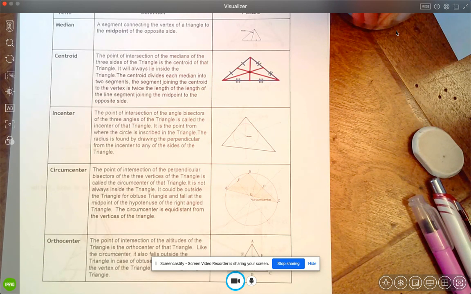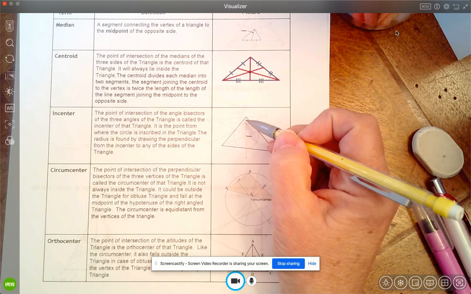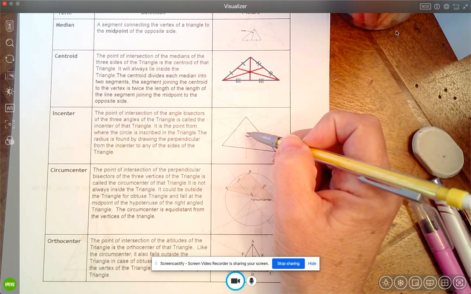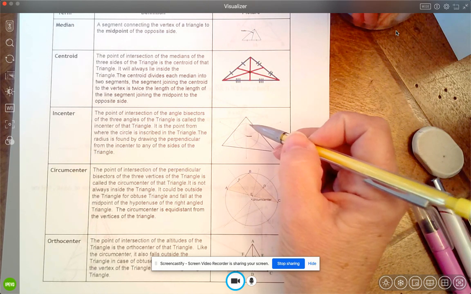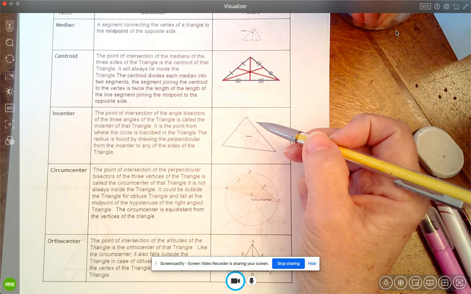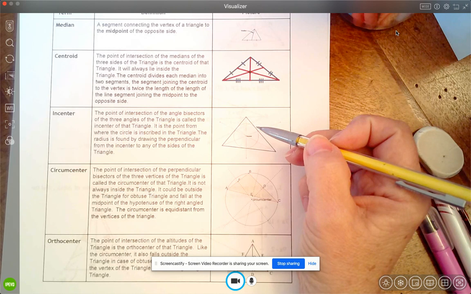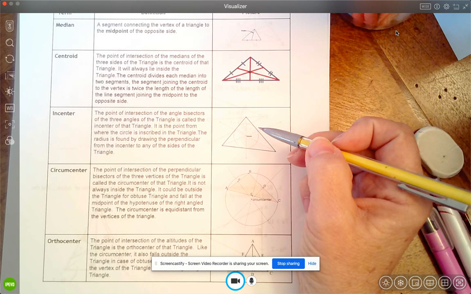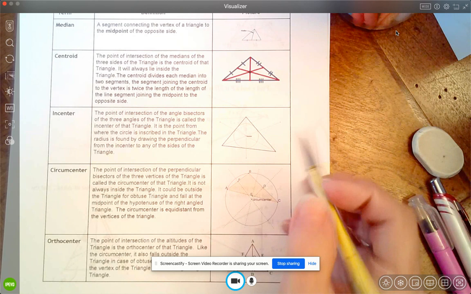The incenter, the point of intersection of the angle bisectors. If this is an angle bisector, then what it means is where this cuts it in half, both of these angles are going to be the exact same. The point of intersection of the angle bisectors of the three angles of the triangle is the incenter of that triangle. It is the point from where the circle is inscribed in the triangle. The radius is found by drawing the perpendicular from the incenter to any of the sides of the triangle.